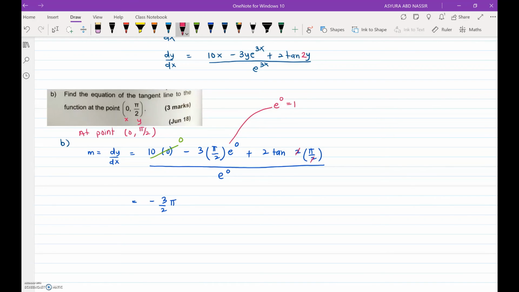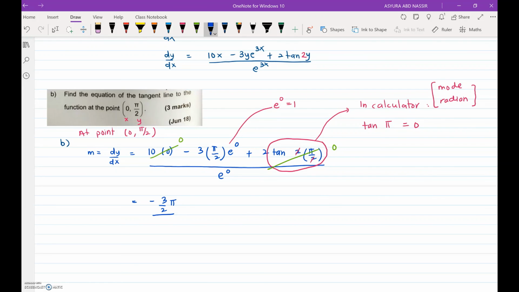So how do you calculate tangent pi in the calculator? In the calculator, please use the mode radian, or rad. When you calculate tangent of pi using radian mode, you will get 0. That means this one will be 0. So you have negative 3 over 2 pi over 1, which equals negative 3 over 2 pi.